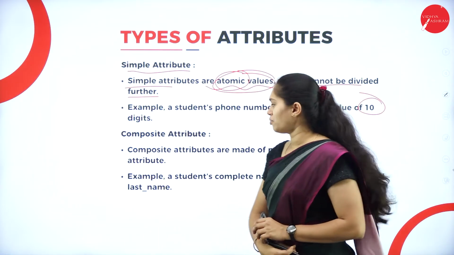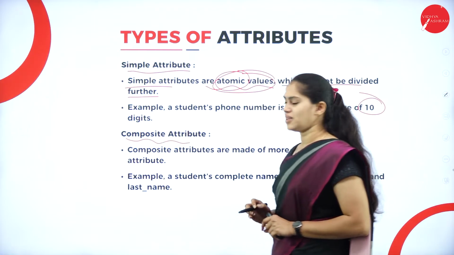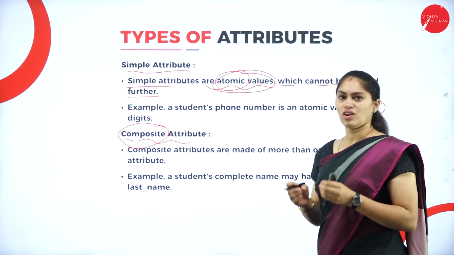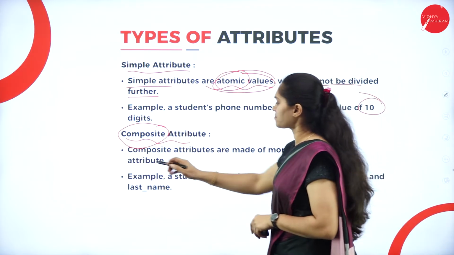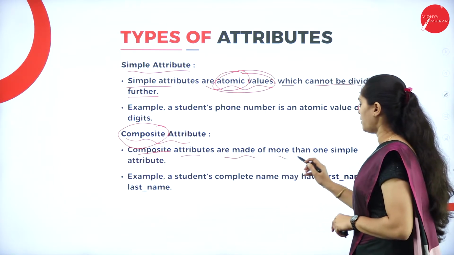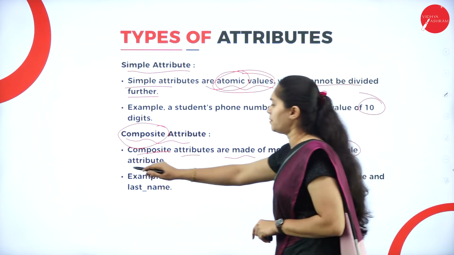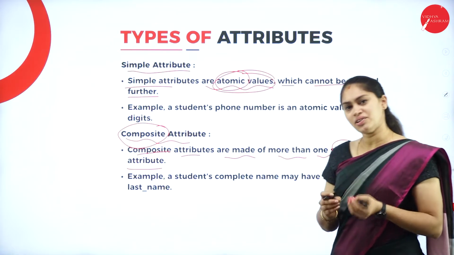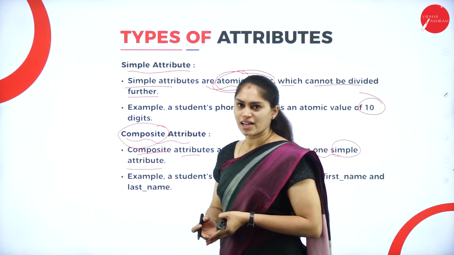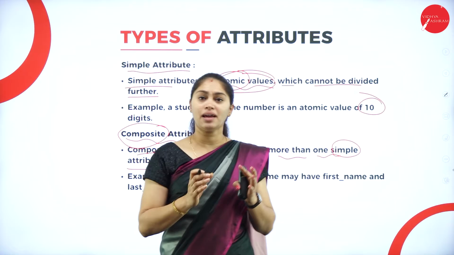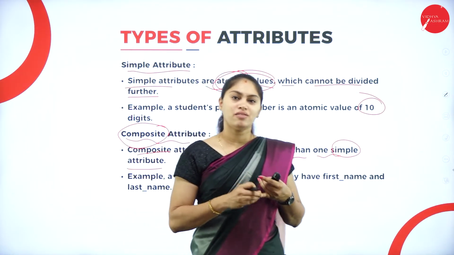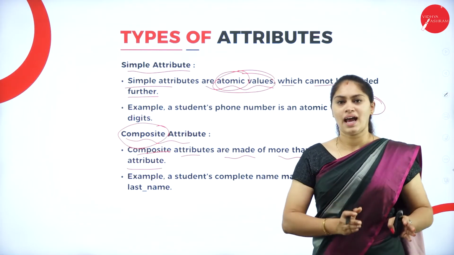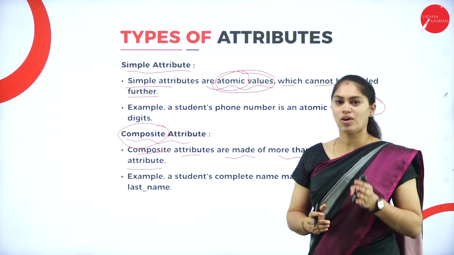What is the second type of attribute? That is the composite attribute. As the name indicates, composite in the sense what? It is a collection, or it can be further divided. Composite attributes are made up of more than one simple attribute. If I consider the name of a student, can I further divide that name attribute? Yes. I can have first name and second name, or first name, middle name as well as last name. That is what composite is.